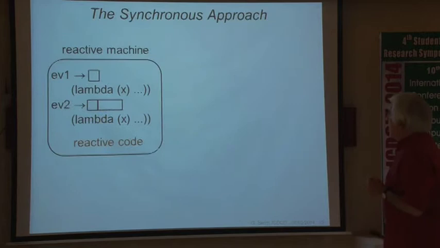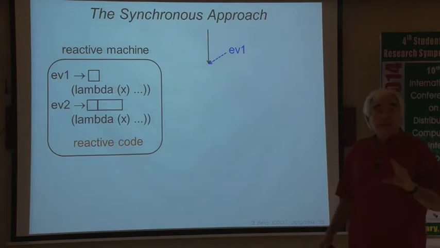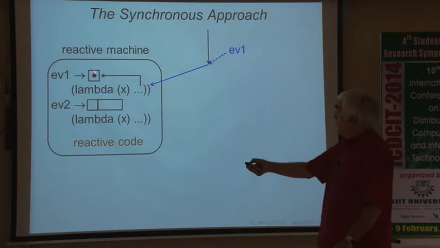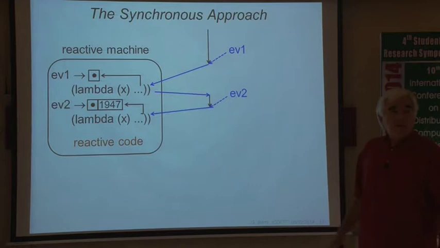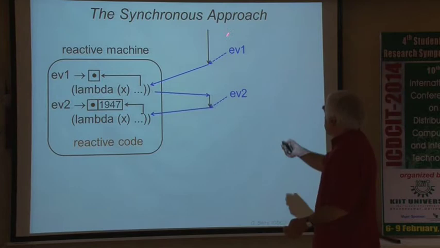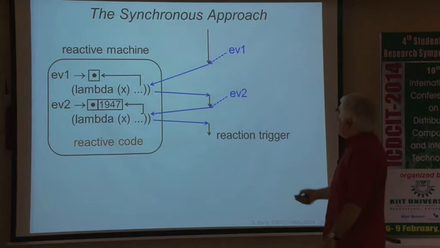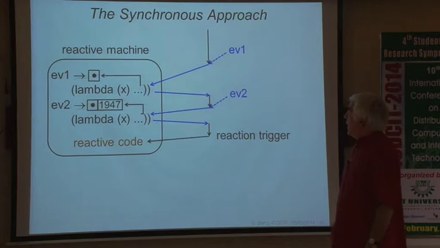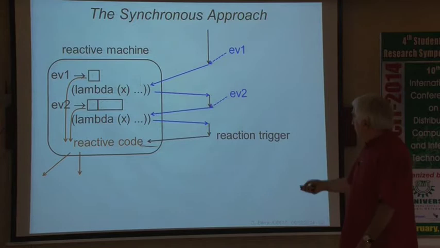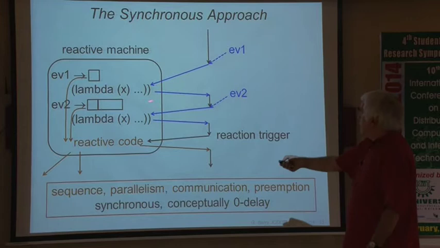In the synchronous approach, you do it differently. An event handler is something very simple. It just samples, poof, fills the memory, puts a token here, that's all. And if there is a value, like here, 1947, poof, it's put in. The thing does nothing, it does it automatically. And then at some point, you decide to react. You choose when to react, not the system. And then these things are put into the reactive code, and the reaction is performed, and then you go back. This is a four-stroke engine, okay? This is waiting and writing input, this is reacting. It still works. Wonderful.